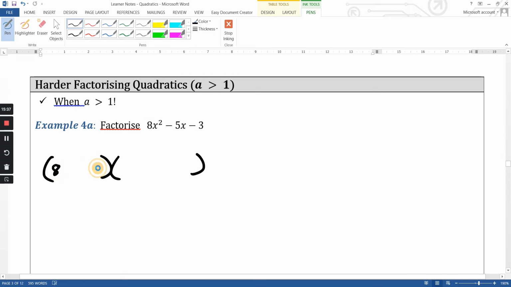So it could be this, or it could be this. Yeah, can't be anything else. There's nothing else that gives you 8x squared for the start of these brackets. And then 2 numbers that multiply to -3, well, there's only 3 and 1, or it could be the other way around, possibly. And similarly here as well, we don't know which order.